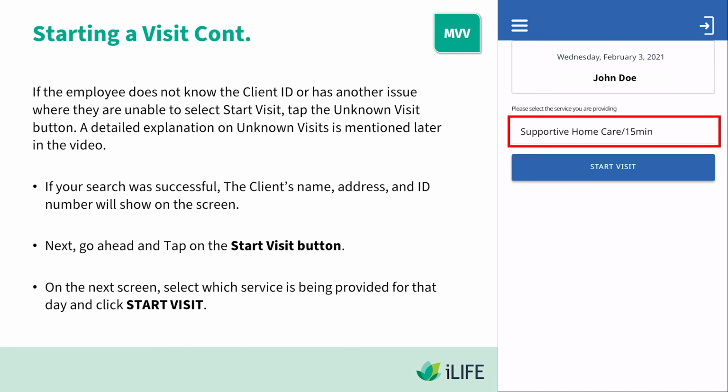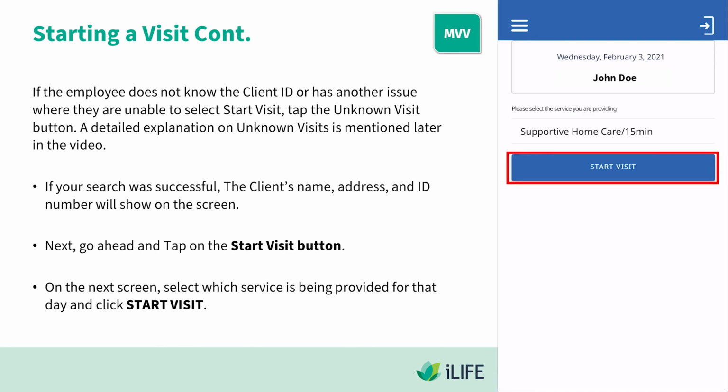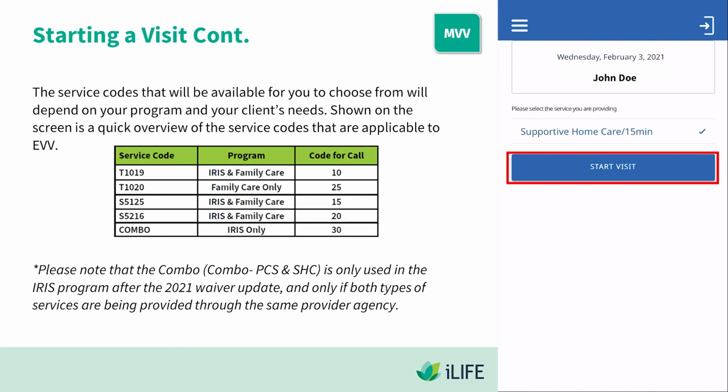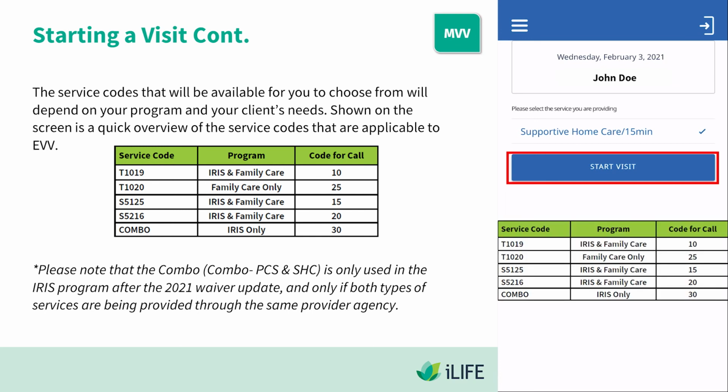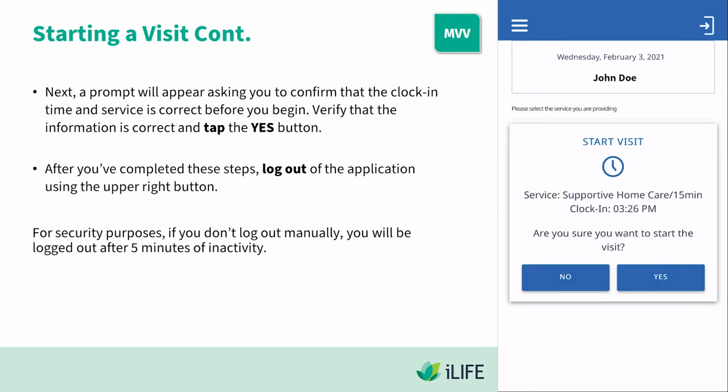On the next screen, select which service is being provided for that day and click Start Visit. The service codes that will be available for you to choose from will depend on your program and your client's needs. Shown on the screen is a quick overview of the service codes that are applicable to EVV. Next, a prompt will appear asking you to confirm the clock-in time and service is correct before you begin. Verify that the information is correct and tap the Yes button.